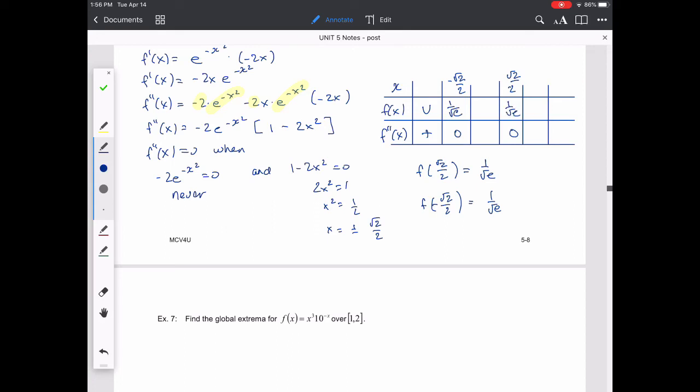And if I plug in a value between the two critical points, like for example 0, into my second derivative function, anything to the exponent of 0 is 1, so I have 2. We're going to have a negative value, so it's going to be concave down. And if I do something greater than that, let's say 2, I'm just doing it in my head, it's going to be positive, so it's going to be concave up.